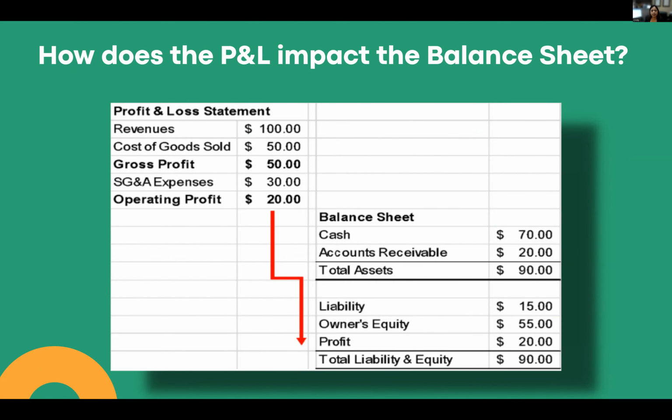The other question I also get from business owners is, how does the P&L or the income statement impact the balance sheet? So on your profit and loss, you have the operating profit, and that profit actually will go into your balance sheet as retained earnings. So you can see here the importance of continuously making a profit from the business, because that will increase your equity in the business. If you continue to generate a loss, then that would reduce your equity. If you're continuously showing a profit, then that will continuously increase your equity in the business.